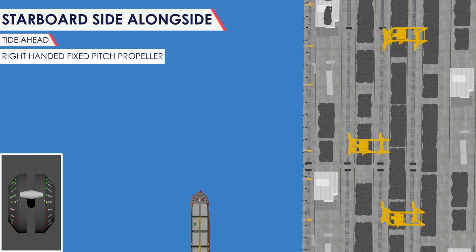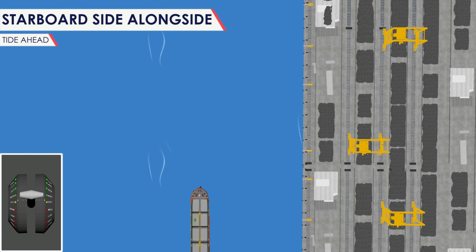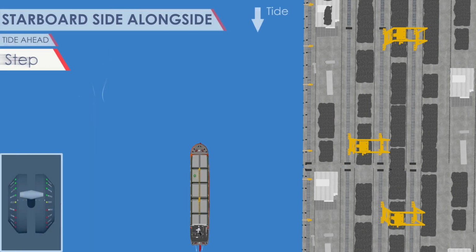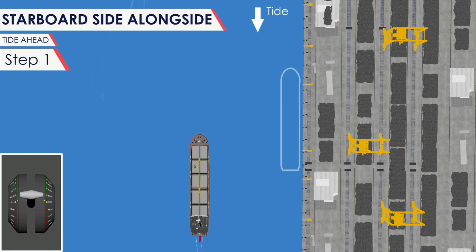Starboard side alongside with tide from ahead. This situation will require the use of the tide to push the ship towards the jetty. So initially, go through your 6 standard operational procedures for berthing first. And then step 1, I will stem the tide and approach the berth using engines ahead to maintain the position.